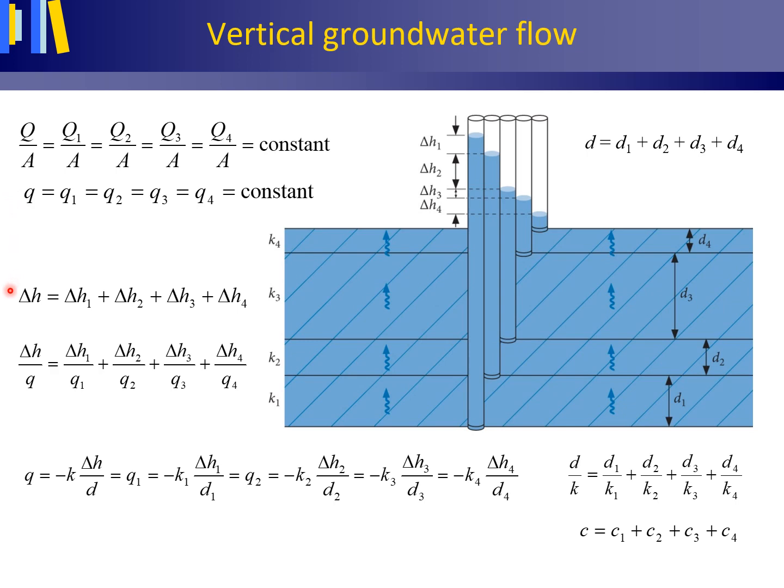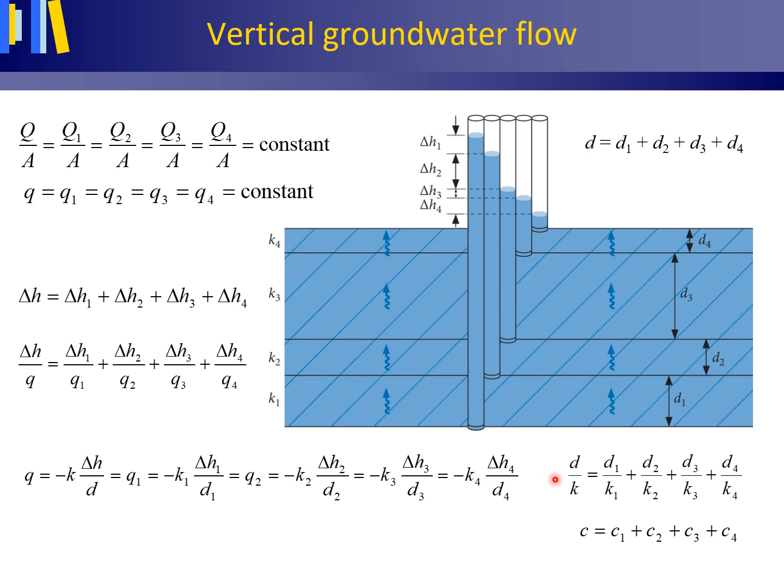As the total difference in hydraulic head over all homogeneous semi-permeable layers, delta H, equals the sum of the differences in hydraulic head over each homogeneous semi-permeable layer, dividing this by the constant value of q, which equals q1, which is equal to q2, etc., delivers this equation. Darcy's law for vertical groundwater flow, as stated here, etc., in combination with this, gives us this.